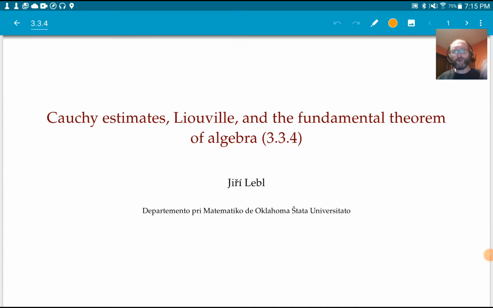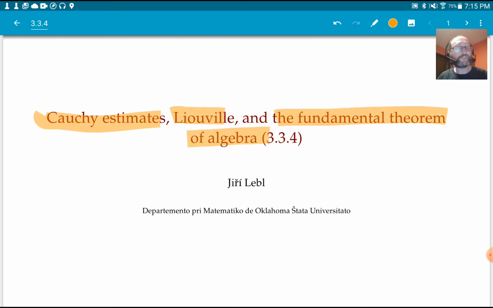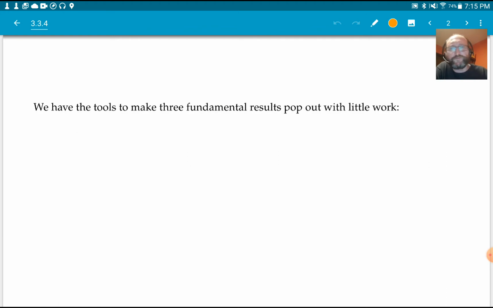All right, so let's look at now, it's actually sort of three fundamental results. Cauchy estimates, Liouville's theorem, and the fundamental theorem of algebra. So subsection 3.3.4 in the book. So the basic idea is that now we have all the tools we need to have these three fundamental theorems just pop out immediately as very short proofs, like one implies the other, right?